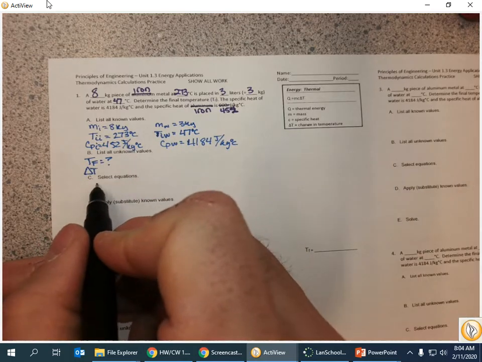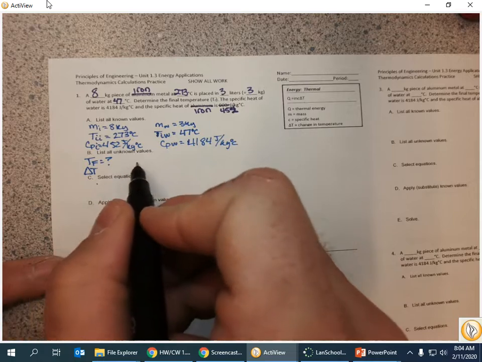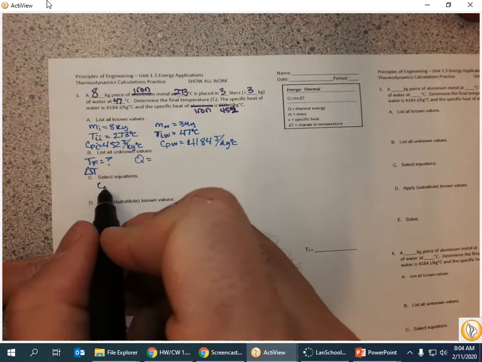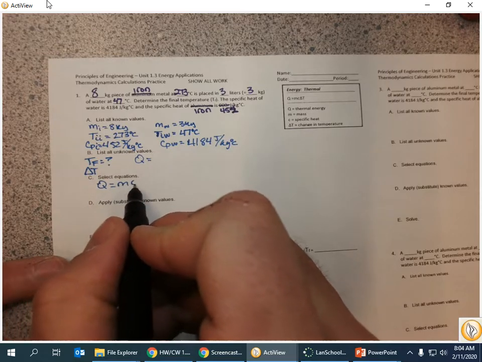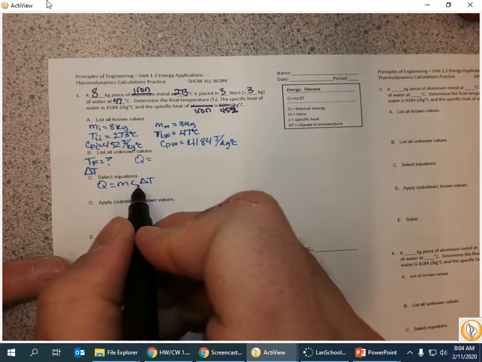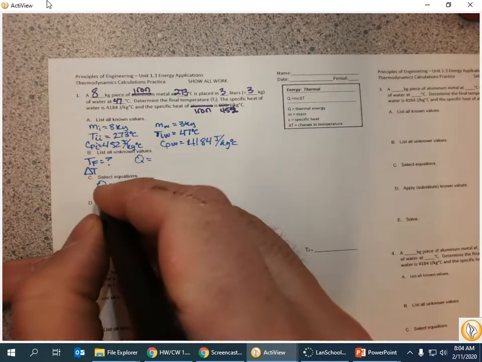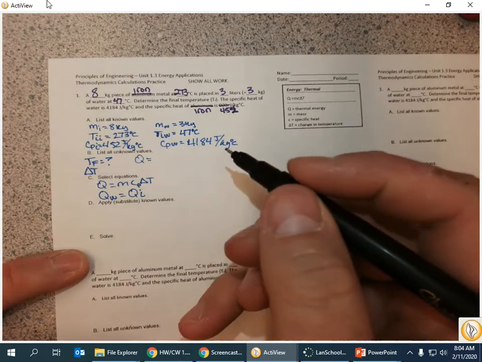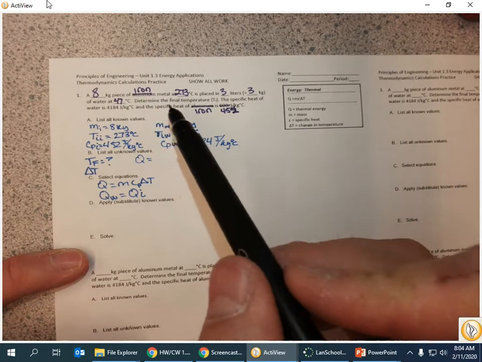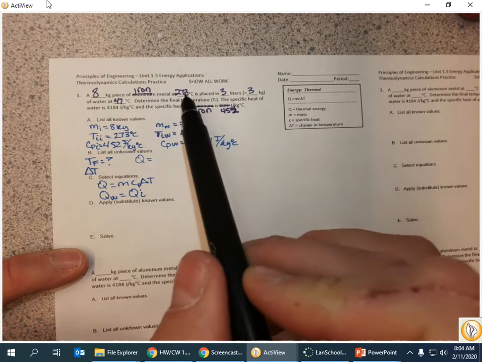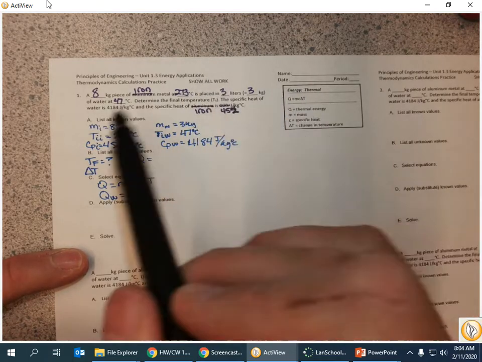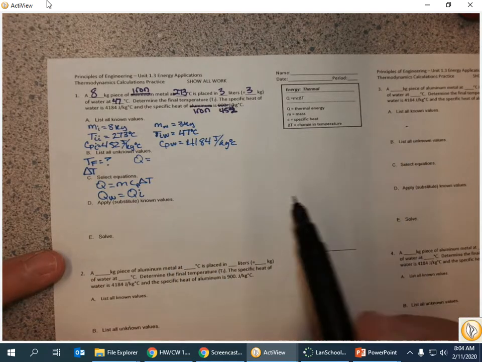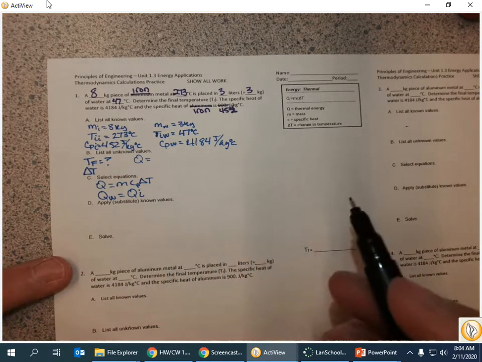We don't know energy transferred. So equation for energy transfer is mc delta T. And we should also say that Q of water will be equal to the Q of iron, right? Because the transferred energy from iron goes to the water. So the energy transferred for the water and for the iron is equal. It's the same amount. What gives to one goes to the other, so they're equal.